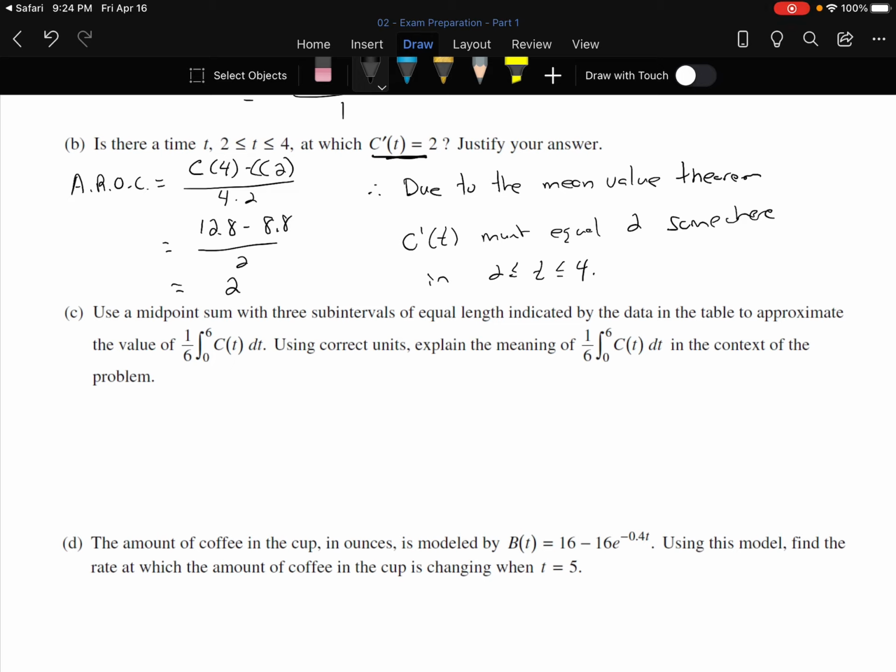Okay, next one. Use a midpoint sum with 3 subintervals of equal length indicated by the data in the table to approximate the value of 1/6 integral from 0 to 6 of c at t dt. Using correct units, explain the meaning of this integral. Well, you know what? I'll leave the 1/6 out there, and hopefully when you see the 1/6, you sort of know what's going on. But if you don't, that's okay. We'll talk about it at the end. I want to deal with that integral first.